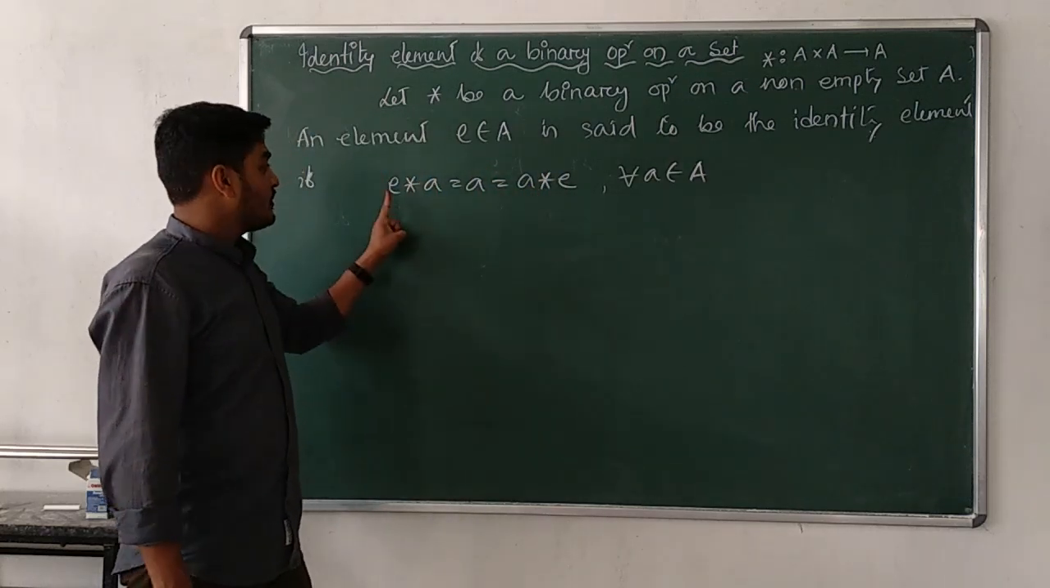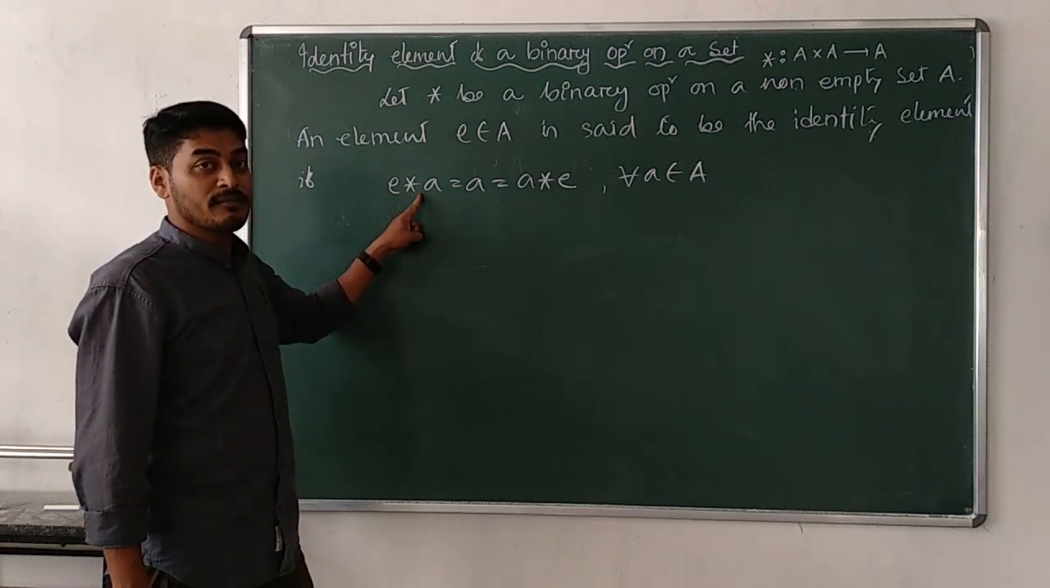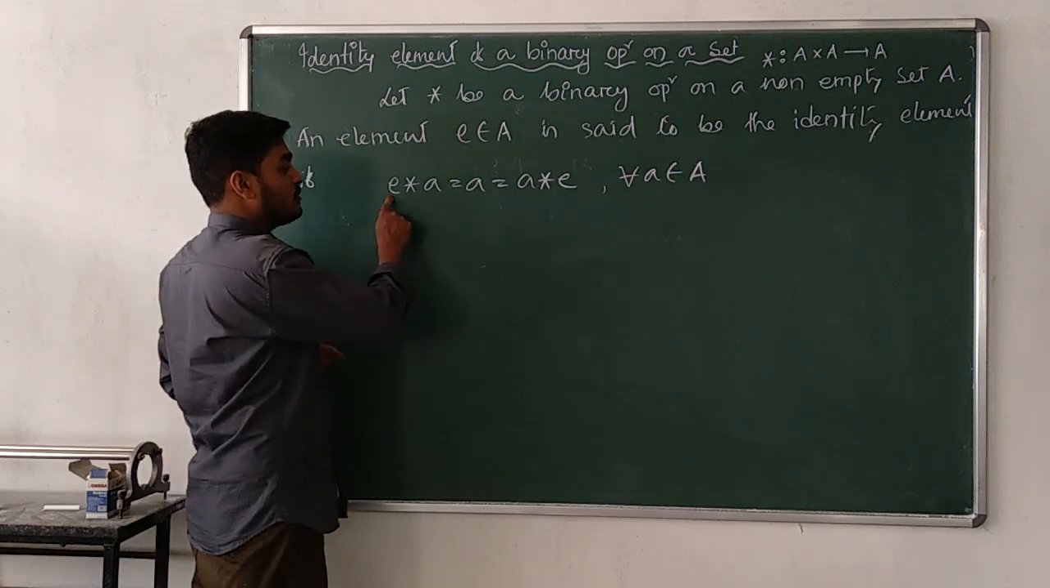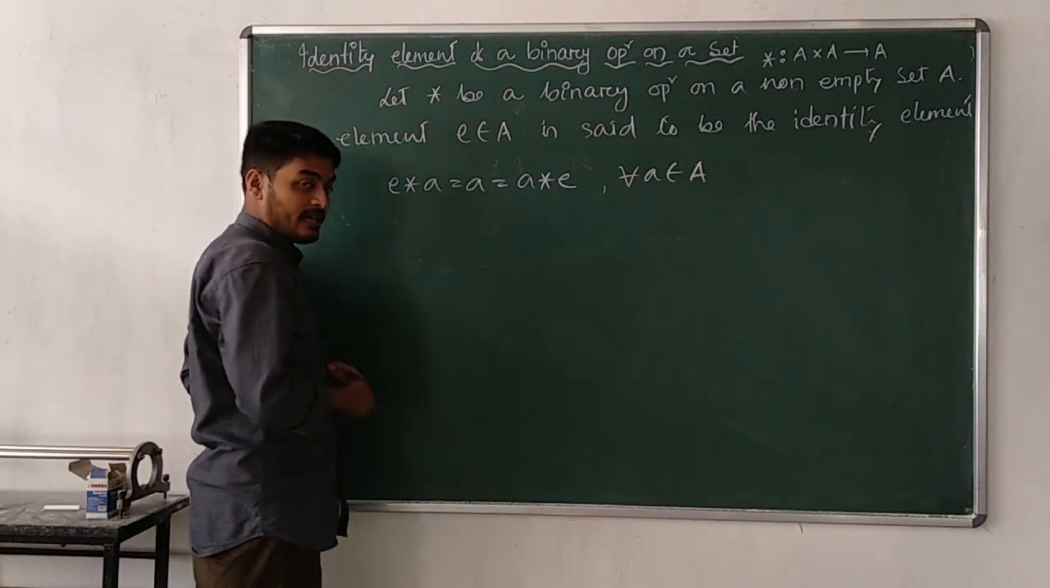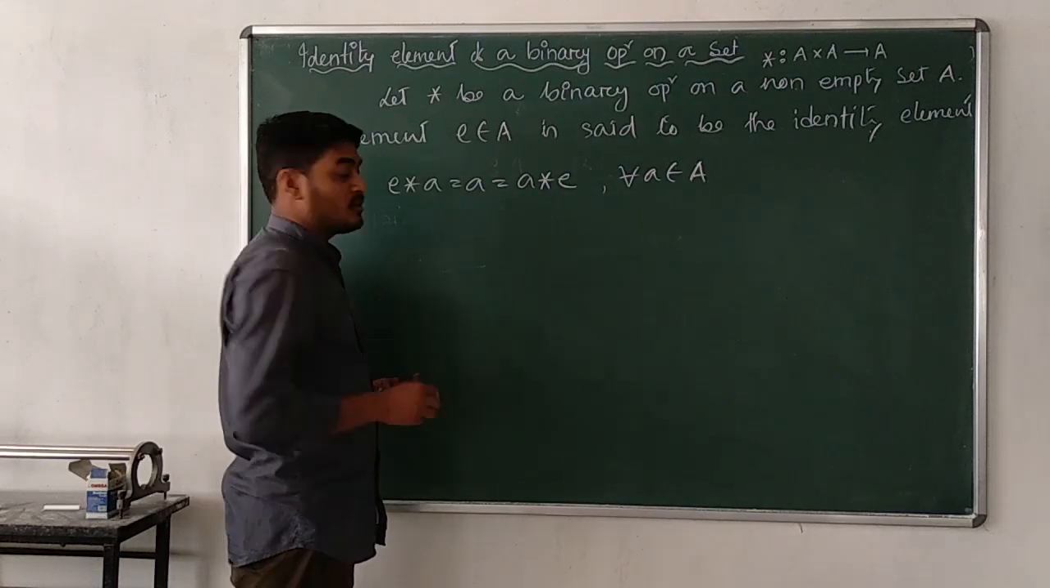That means after having the operation of that particular element with each and every element of set A, the element remains the same. Then it is called the identity element. So let us consider an example, it will be easier for us.